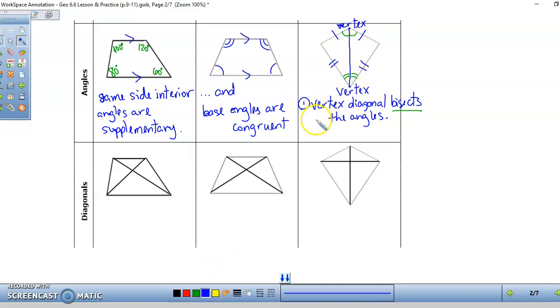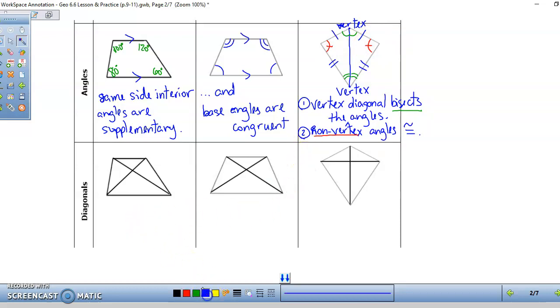Okay, and then there's one more thing you can say for a kite. The non-vertex angles, that's an N, non-vertex angles, maybe I'll use an abbreviation this time, are also congruent. So maybe I'll do that one in red, but the non-vertex angles here and here are also congruent.